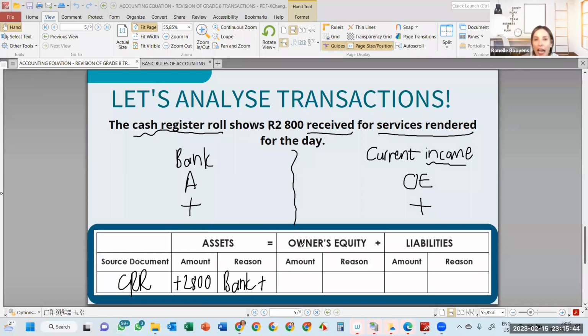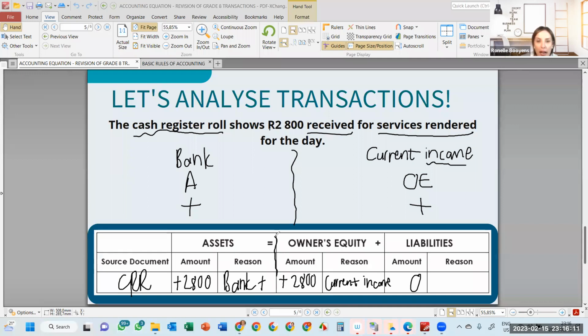Good. Did anything happen to owner's equity? Indeed, current income is an owner's equity, or it affects the owner's equity positively. It makes the owner's equity more. So plus 2,800, and you can just write the reason, current income. Right. Did anything happen to liabilities? Not at all at this stage. Make a 0 or a dash.